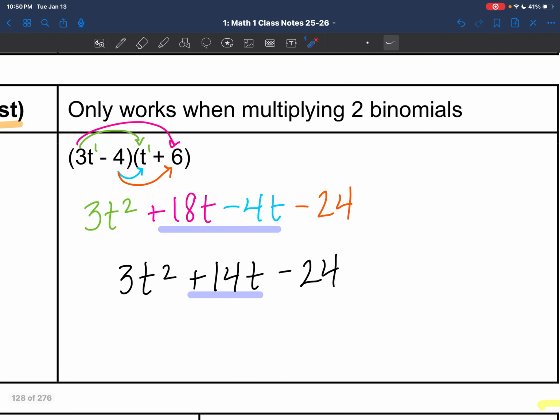But again, first, outer, inner, remember it's a -4, so watch your signs, and last. Combine any like terms, and then write in standard form, and voila.